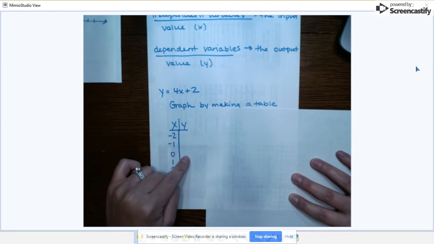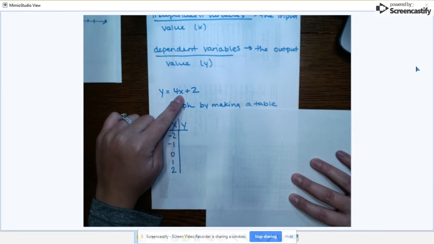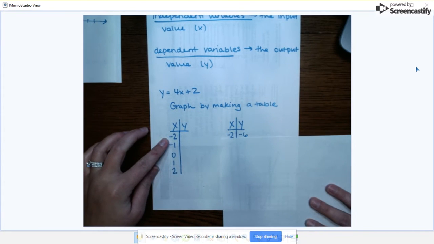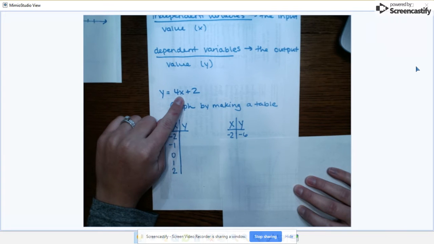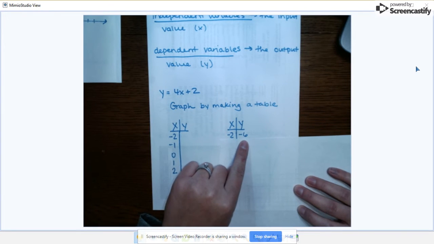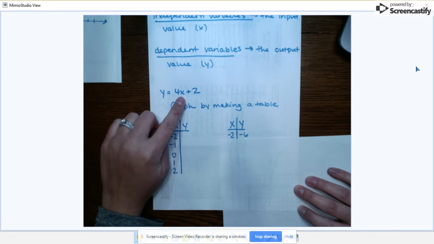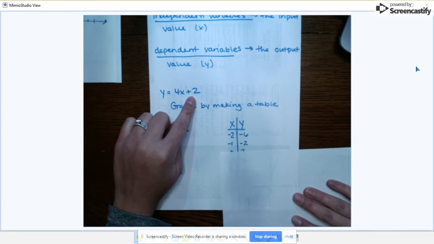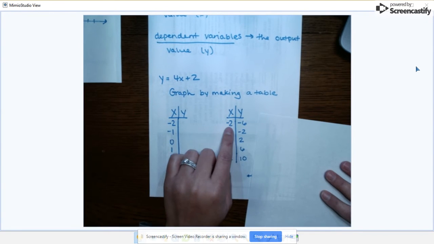And then the y values depend on this equation, or they depend on what we plug in for x. So to get my y value for -2, I plug -2 in here. Well, 4 times -2 would be -8, plus 2 is -6. Likewise for -1, 4 times -1 would be -4, plus 2 is -2, and so forth. So here's our xy table. Now these are those ordered pairs or coordinate points.